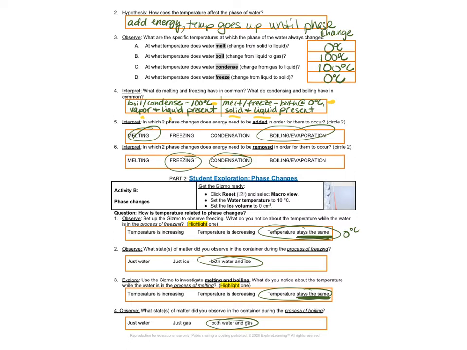In which two phase changes does the energy need to be added in order to occur? So that's melting and boiling. And then the other two, when energy is being removed, are freezing and condensing.